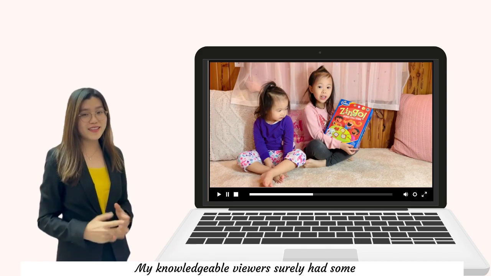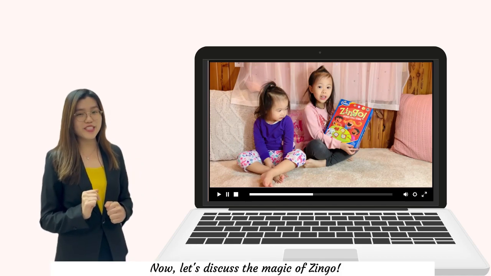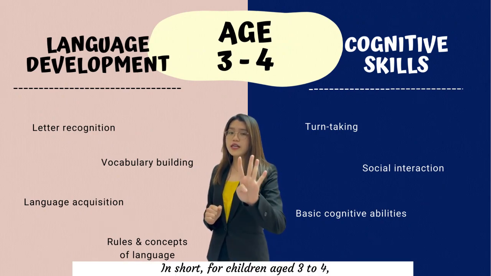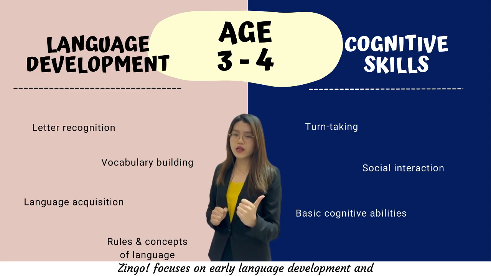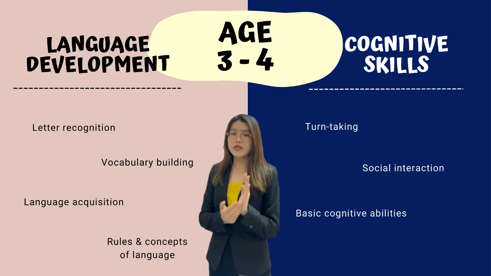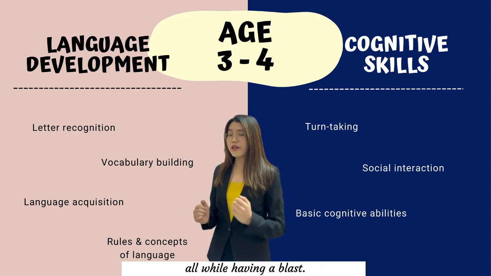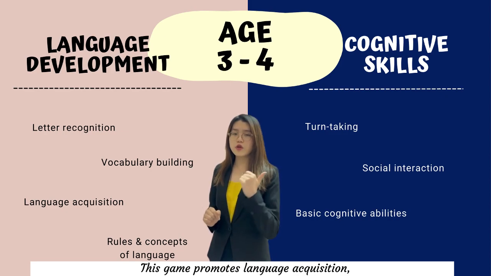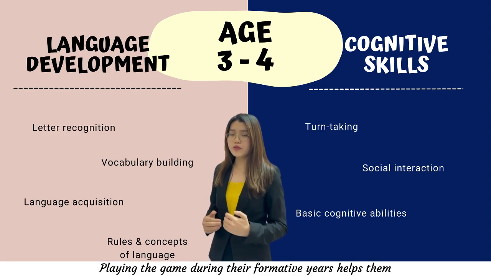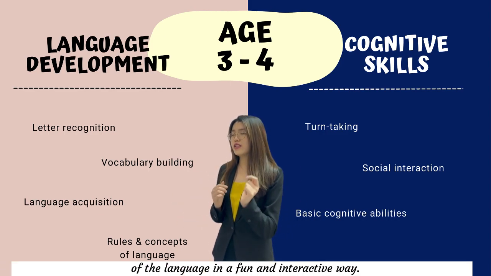My knowledgeable viewers surely had some ideas that popped into their mind after watching this video. Now, let's discuss the magic of Zingo. In short, for children aged 3 to 4, Zingo focuses on language development and foundational cognitive skills. By matching pictures and words on the game card, children practice letter recognition, vocabulary building, and turn-taking, all while having a blast. This game promotes language acquisition, social interactions, and basic cognitive abilities. Playing the game during their formative years helps them comprehend the rules and concepts of the language in a fun and interactive way.